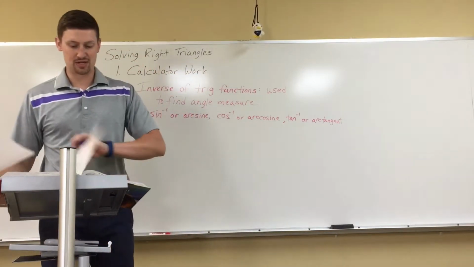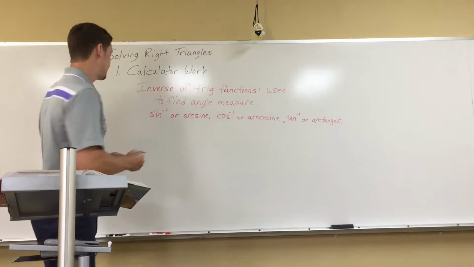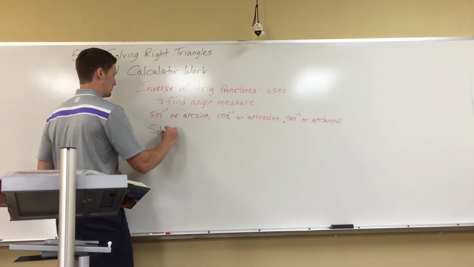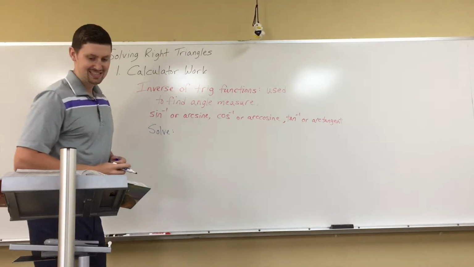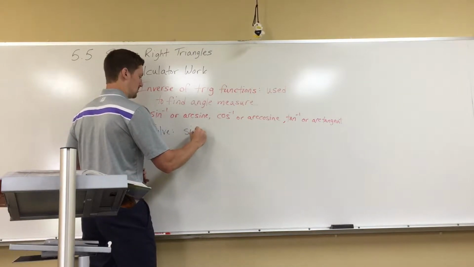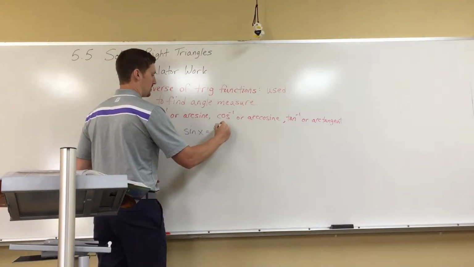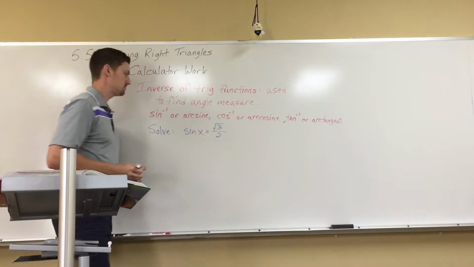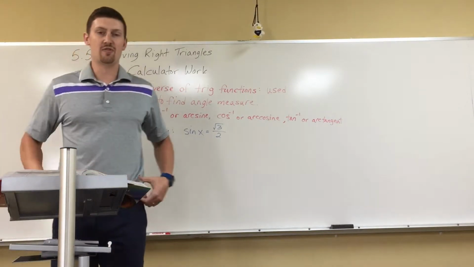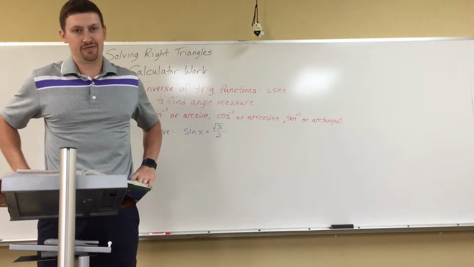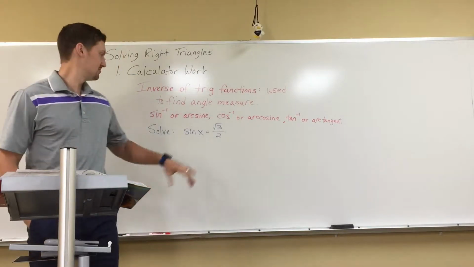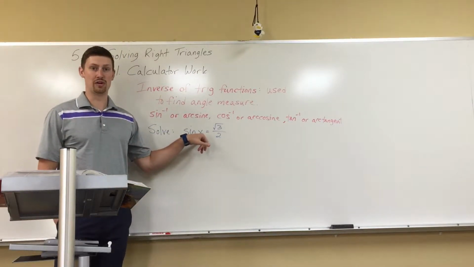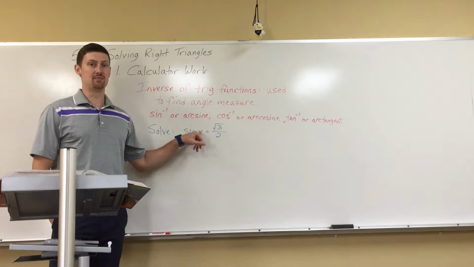Some simple problems here to start with. They will say solve sine of x equals square root of 3/2. When they say solve, what do you think they mean by solve? Well, what is missing? X. What does that represent? What normally what number is in that spot?